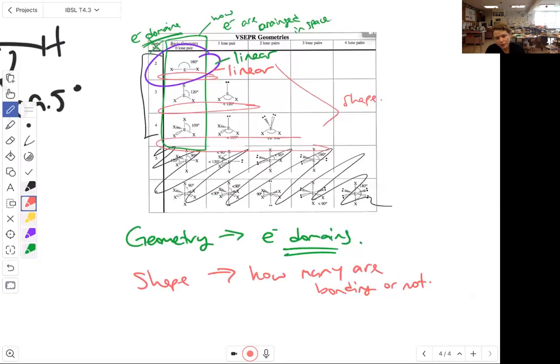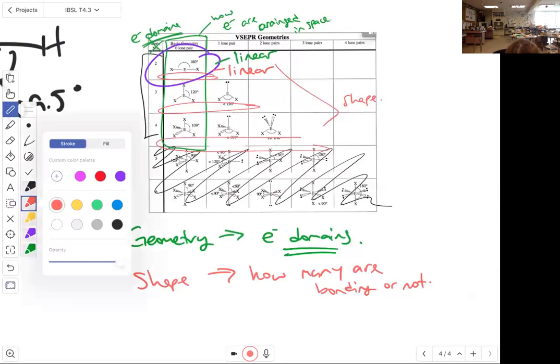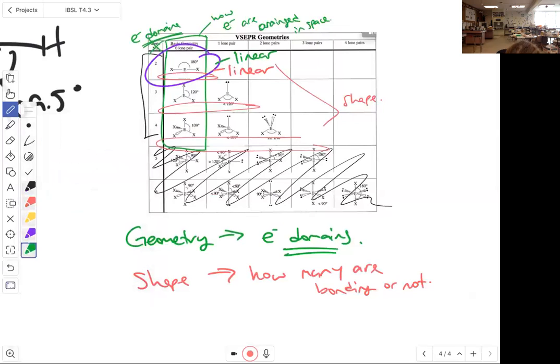Next one down with the 3 domains, we have our 120-degree separation, and we're going to have a geometry for all of them. Geometry's in green, sorry. That is going to be trigonal planar. And you just have to memorize these names. That's it. Then for shape, again, I'll do shape in red. You're going to have the first one with no lone pairs that is also trigonal planar. And this is all already on your sheet, so I'm not worried about writing this neat right here. You have this document with the names on it.